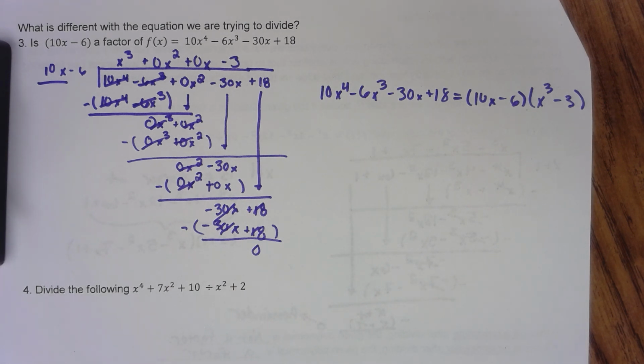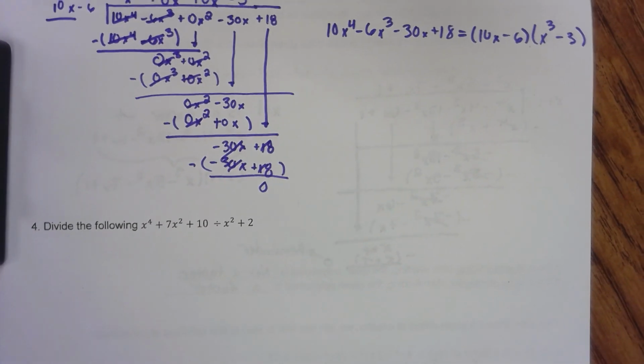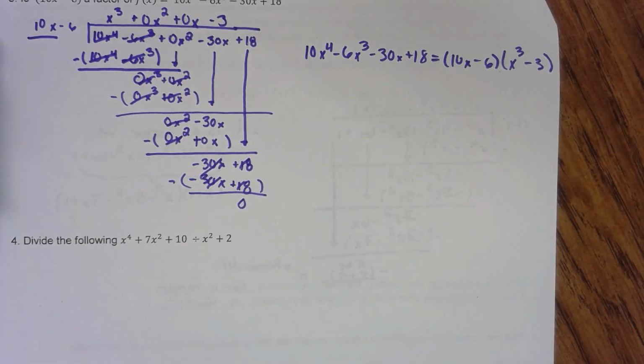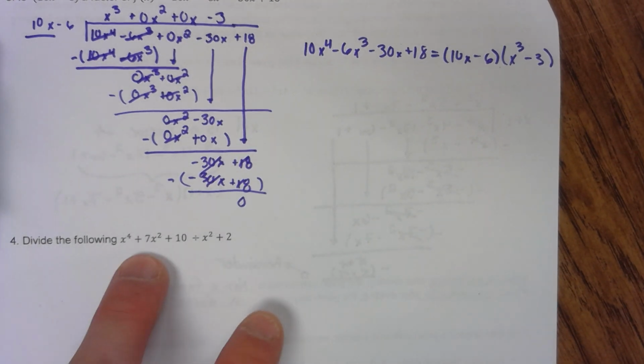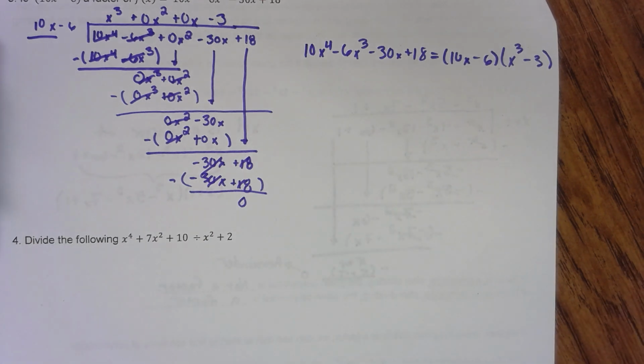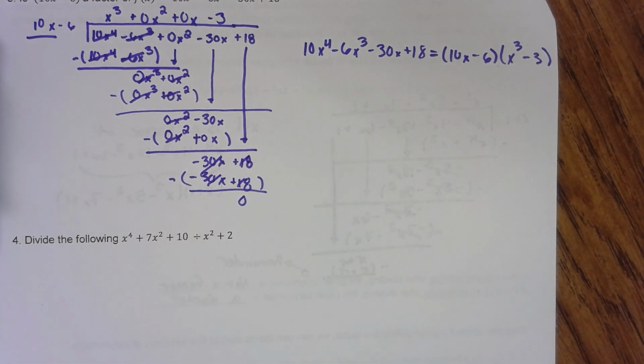All right, so let's set up number 4, and then I do want you all to work through this one. Number 4 brings in another kind of weird or sneaky part that we have to add into this procedure here, because now if you look at what we're dividing, x to the fourth plus 7x squared plus 10. There's no x cubes, there's no x's, so we need placeholders there. In what we're dividing by, x squared plus 2, same idea. There's no x's, so we need to add in a placeholder for that term as well.